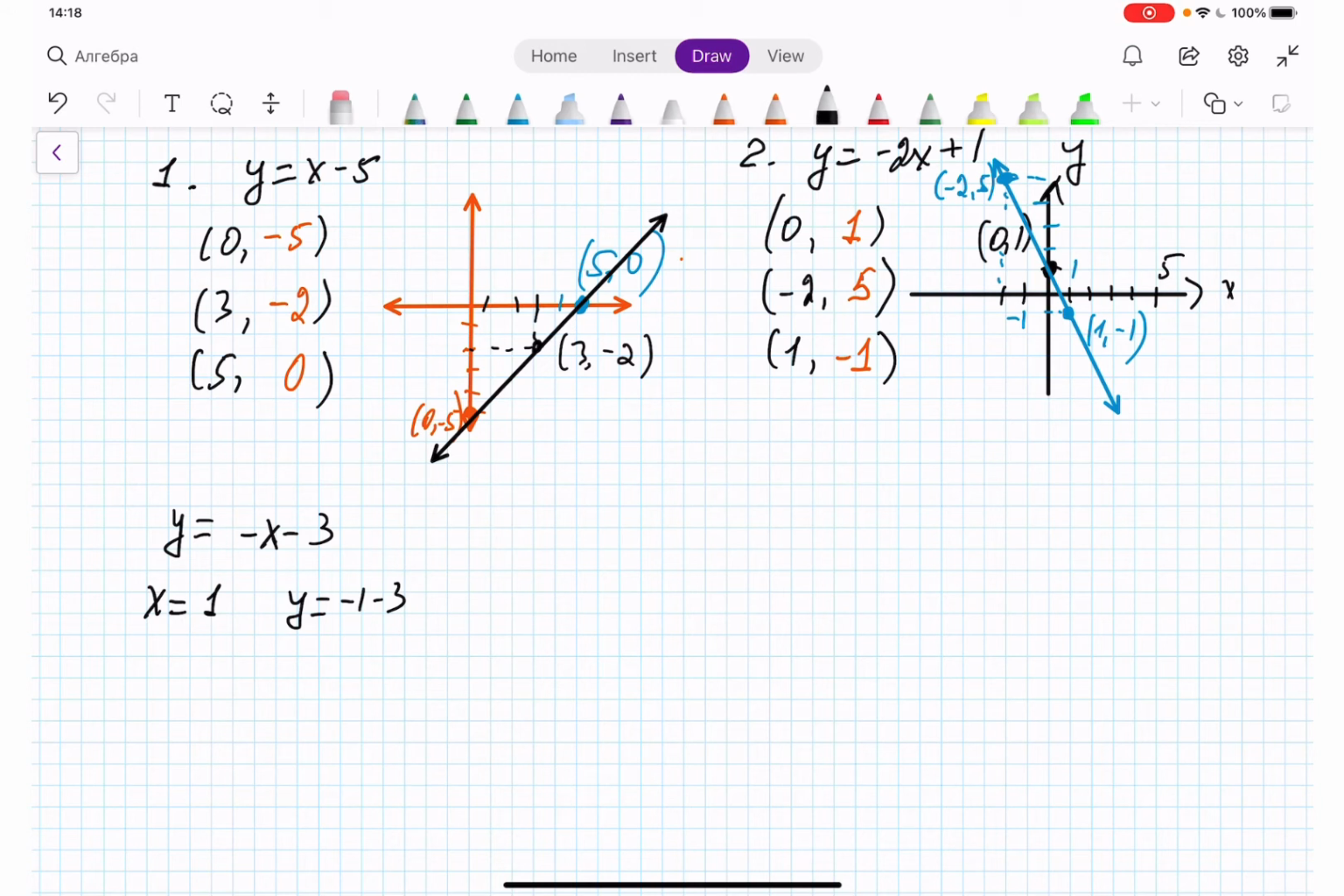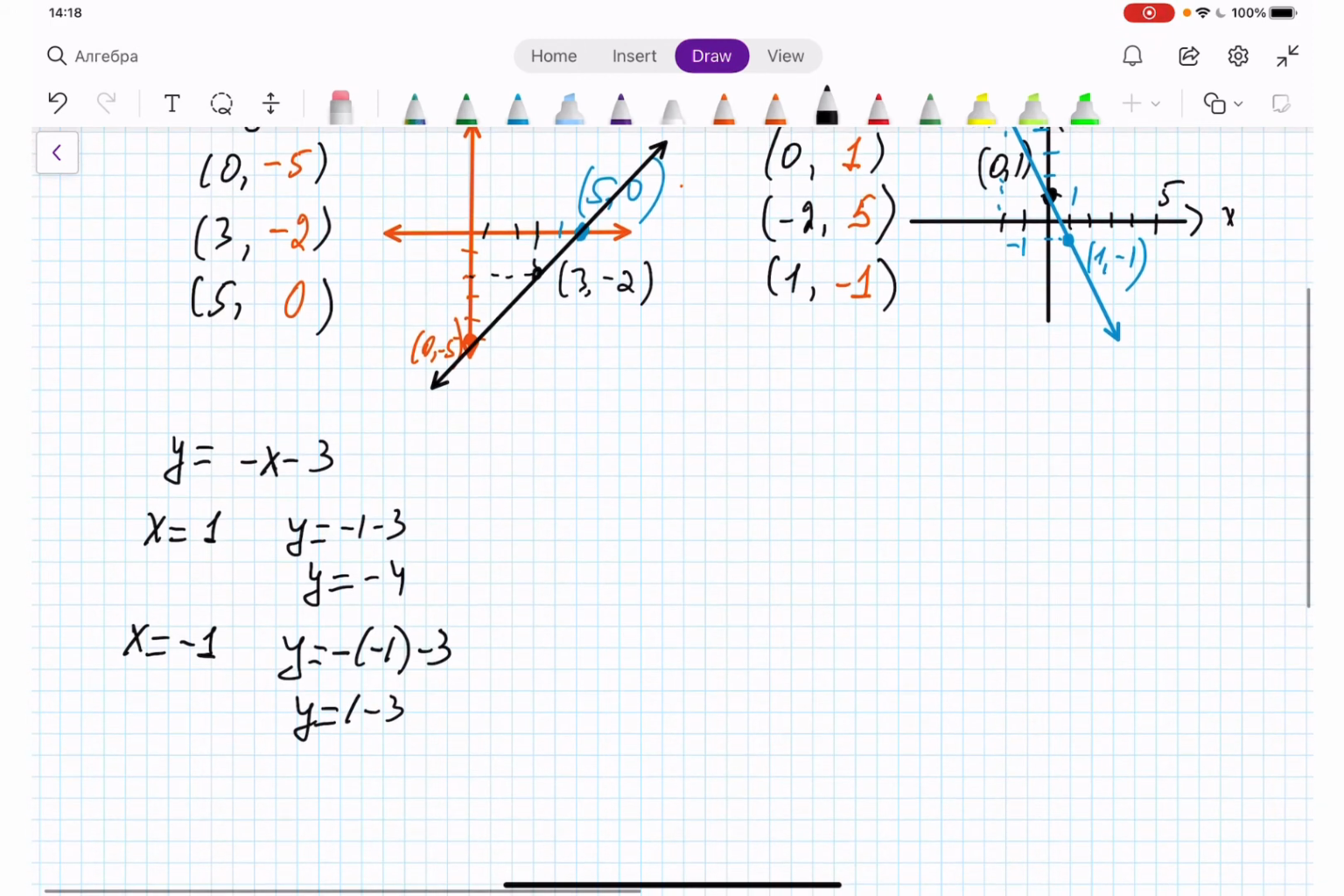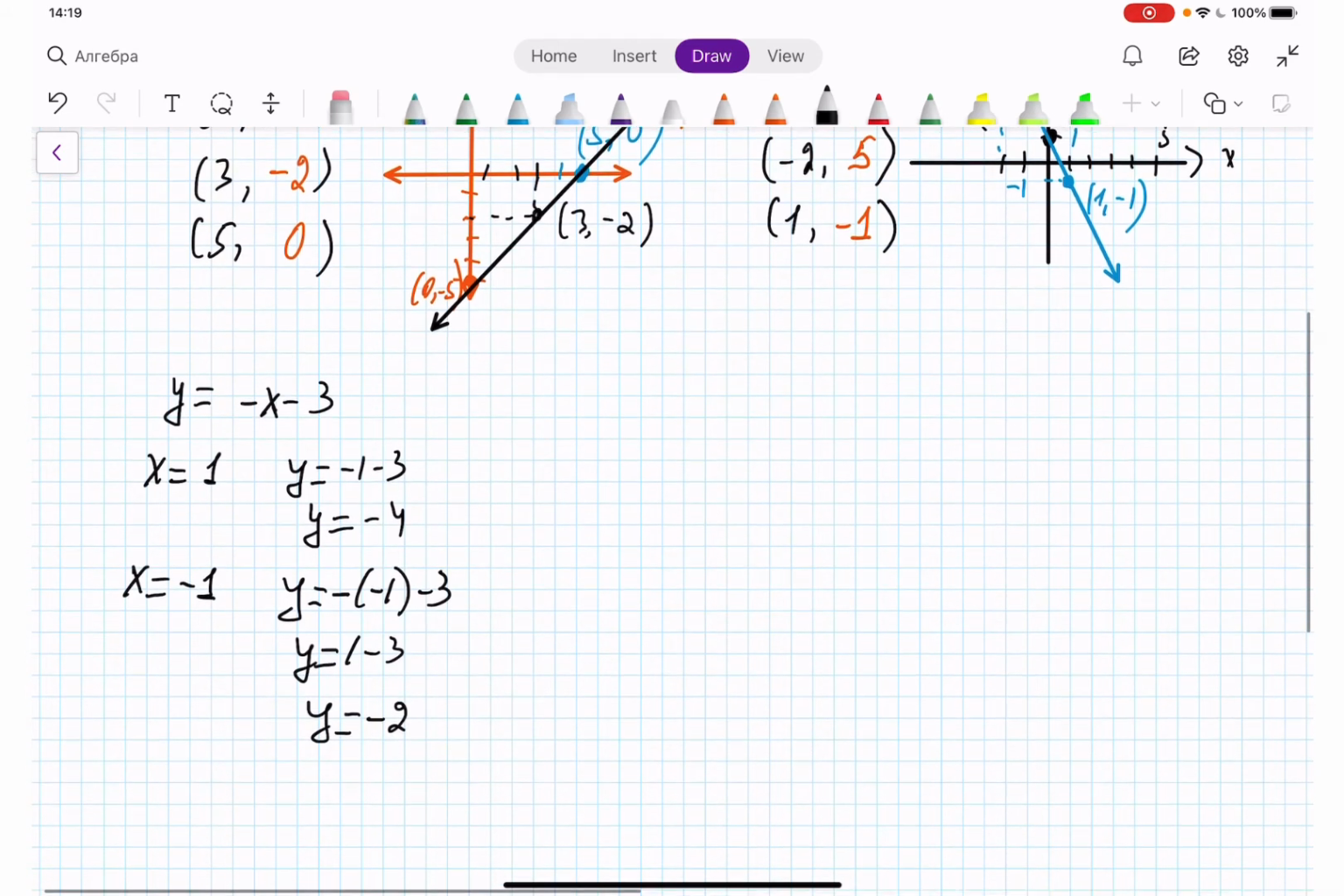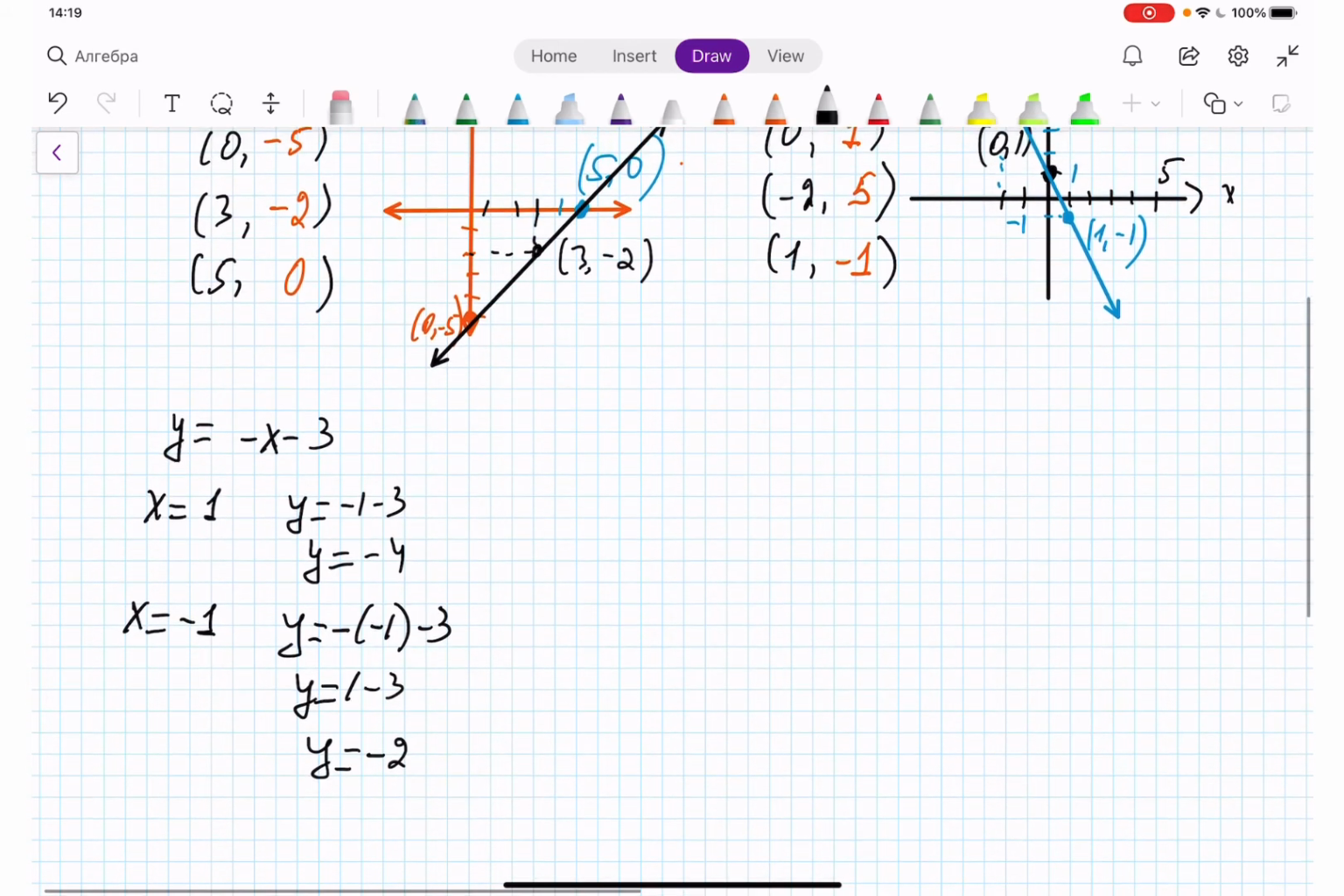Any value of x, doesn't matter. You can take a million and a half. And the other one, I'm taking x is equal to negative 1, and I'm taking easy numbers. Y is equal to negative times negative 1 minus 3. It's going to be equal to 1 minus 3, and y is equal to negative 2. Okay, let me build this graph.